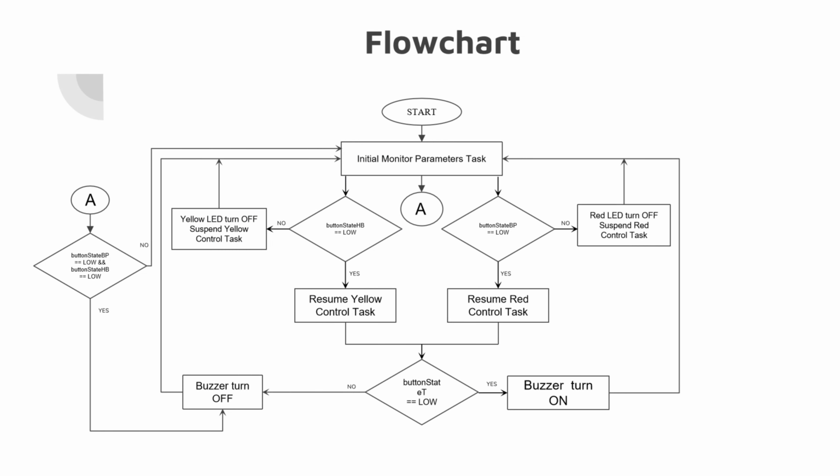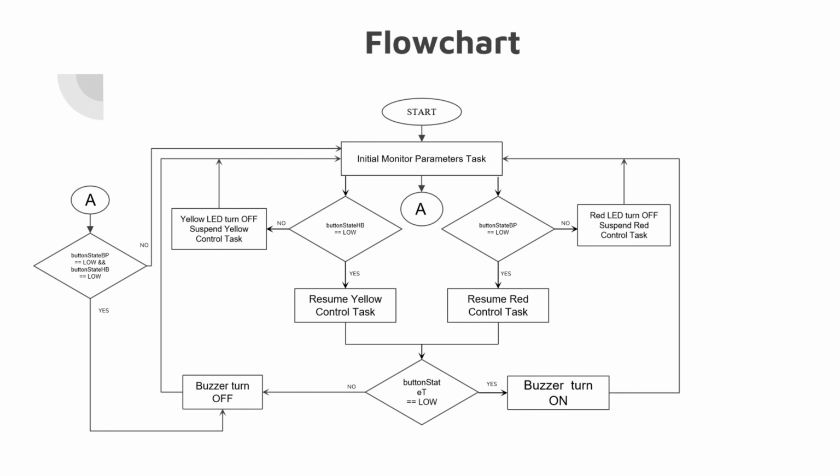Assalamualaikum and good evening. This is for the flowchart. First, we have the initial monitor parameter task. This task will monitor the input from the heartbeat sensor and blood pressure sensor. When an abnormal condition happens, such as the heartbeat value being more than the normal value, the yellow LED will turn on in the yellow control task, and the buzzer will synchronously turn on.